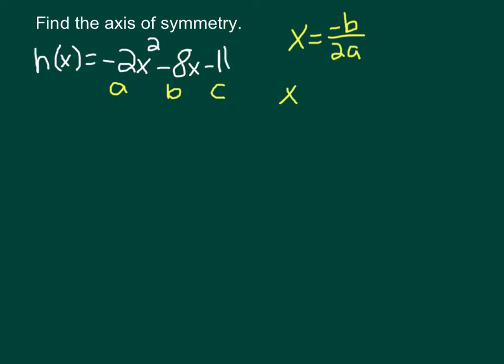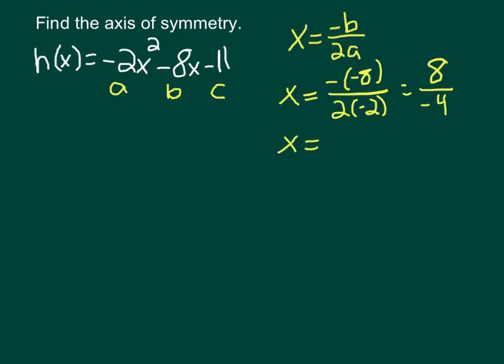So our x value is equal to negative b, and b is already negative 8, all over 2 times a, and a is negative 2. So negative times negative 8 would give me a positive 8. 2 times a negative 2 would give me a negative 4. So 8 divided by negative 4 gives me negative 2. So I know that my x value is negative 2.